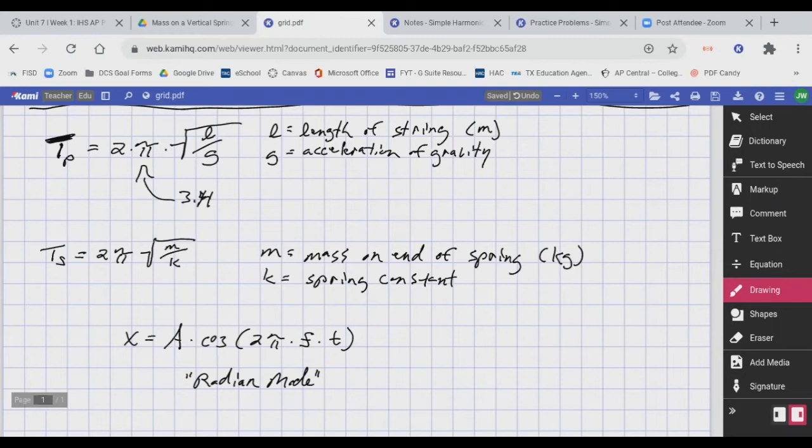Now, for this formula, X is your displacement. Capital A is your amplitude. Pi, remember, use 3.14. This F is your frequency. And T is your time.